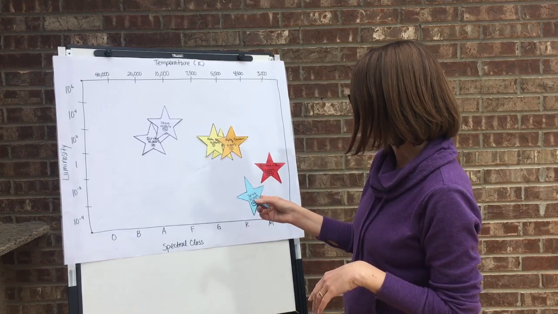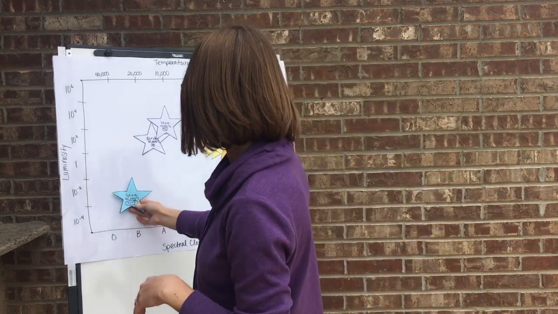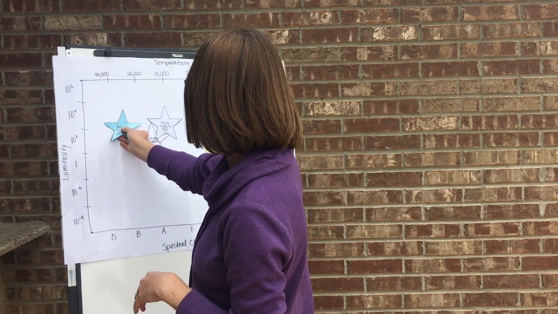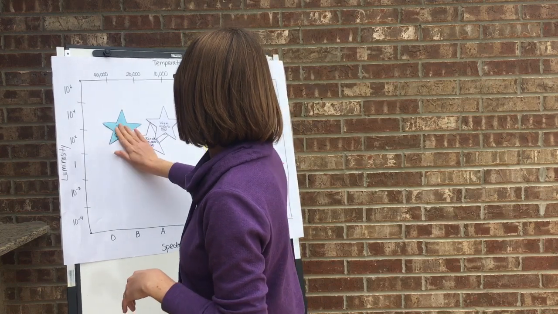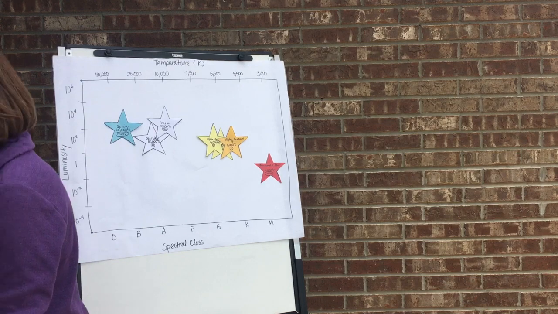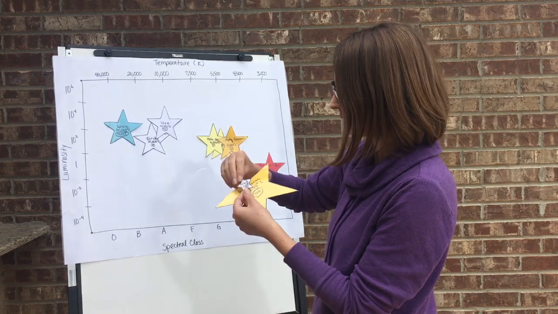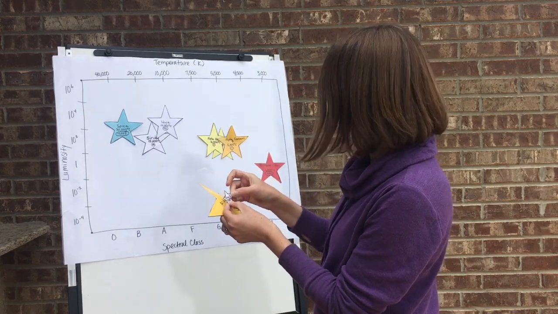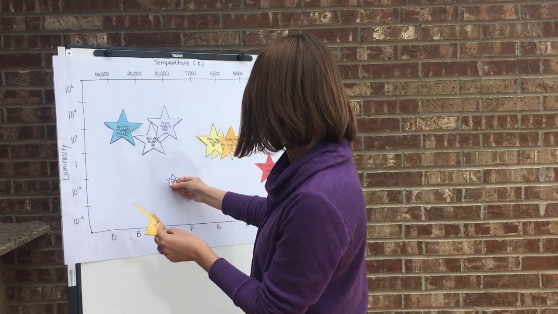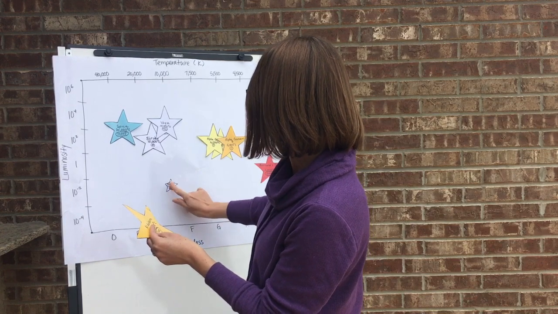Spica, its temperature is 30,000, so it's over here, and its luminosity is 10,000, so up here for luminosity. Okay. Now we have Sirius B. Sirius B is really little, and its temperature is 10,000. Okay, so it's in this line, and then its luminosity is 0.001. So it goes here.